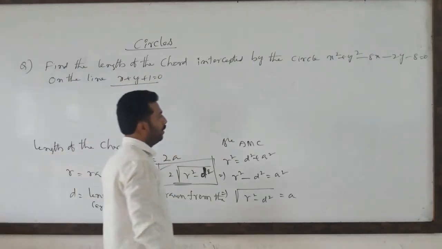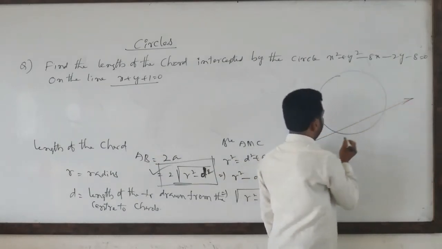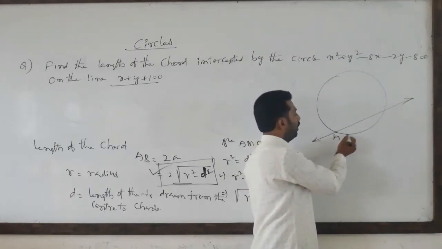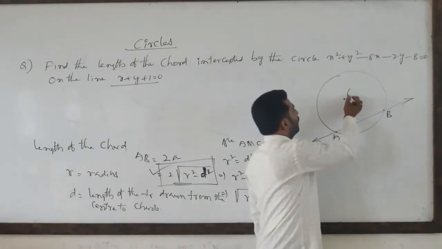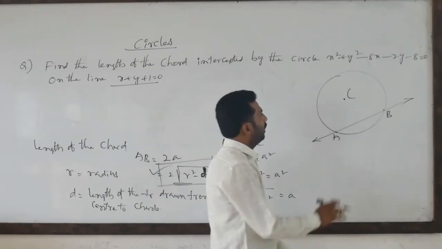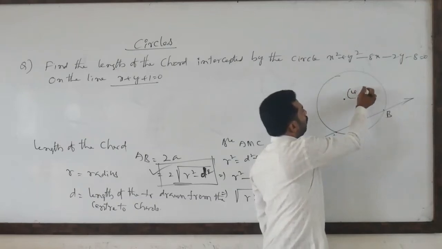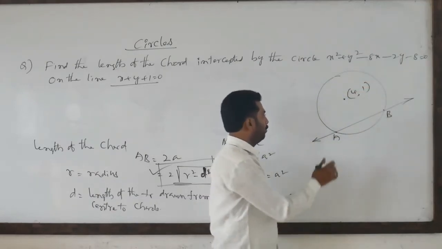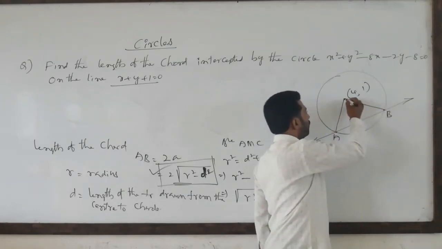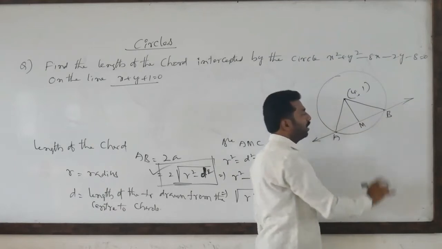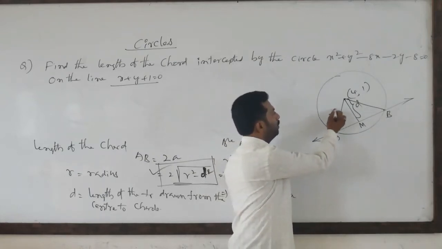See here. One circle they given, one chord equation they given. Length of the chord is nothing but this AB length we have to calculate. This is the center of the circle. What is the center of the circle? Directly x coefficient divided by -2, nothing but 4. Y coefficient divided by -2. This is the radius of the circle. This is also radius of the circle. This is the perpendicular distance. So if you calculate this length, that is d, this is r.